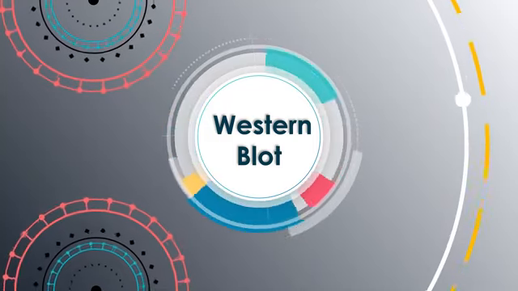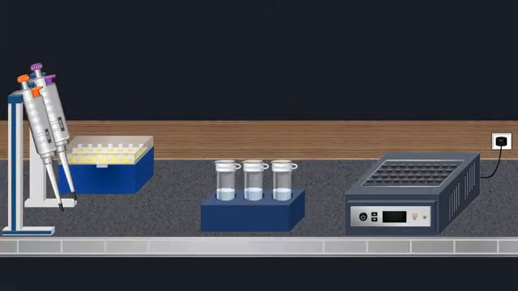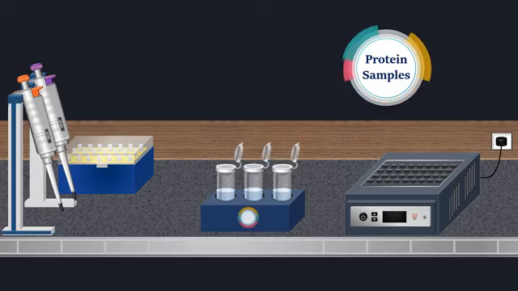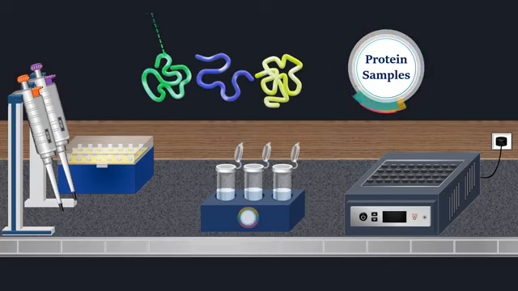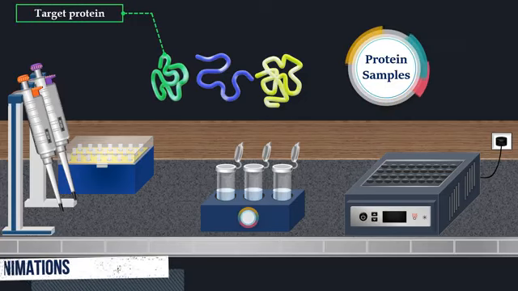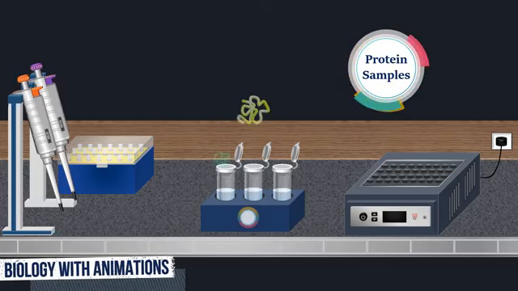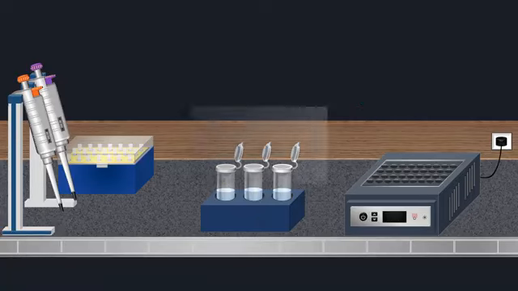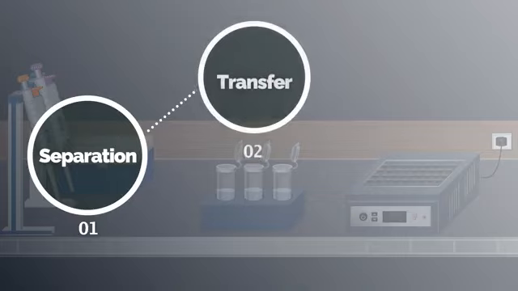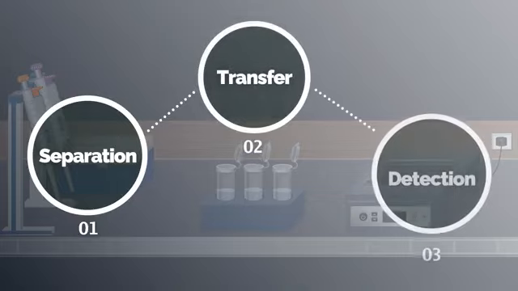Western blotting is an important technique used in cell and molecular biology for protein separation and detection. It enables the separation and identification of a specific protein of interest from a complex mixture of proteins, for example a cell lysate. A typical Western blot technique includes the following steps: separation by size, transfer of protein to a solid support, and detecting target protein using antibodies.